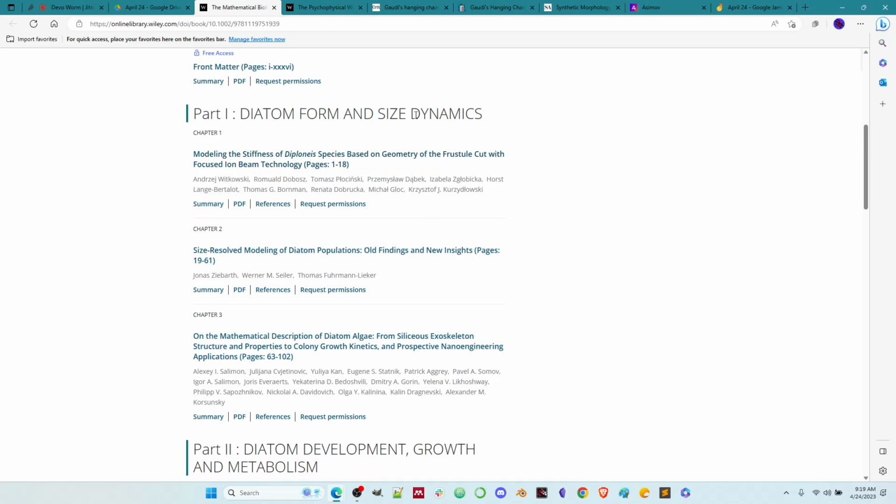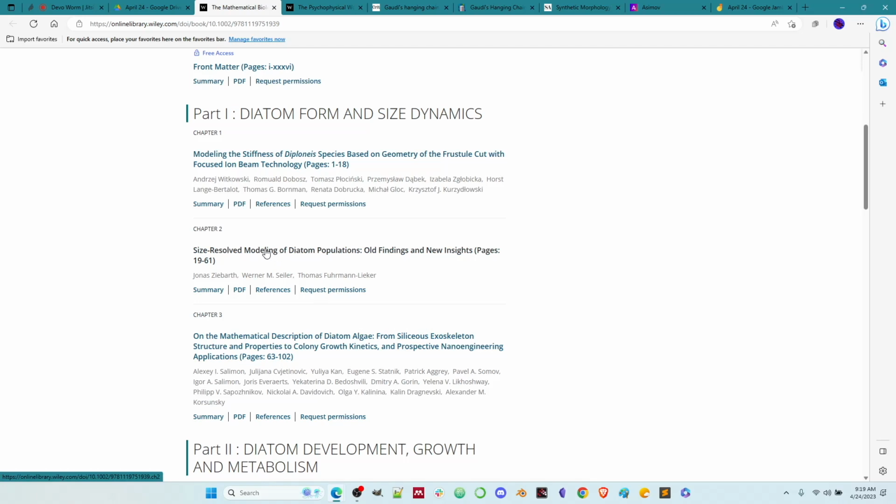we can do a number of different things to look at how they behave, their biology, how they persist over time. So part 1 is diatom form and size dynamics. This talks about size regulation in diatoms and getting a sense of what the size and shape of diatoms are. Diatoms are very small. A lot of them are less than 100 microns in size. But the cells themselves are actually quite exquisite. They can form all sorts of shapes.